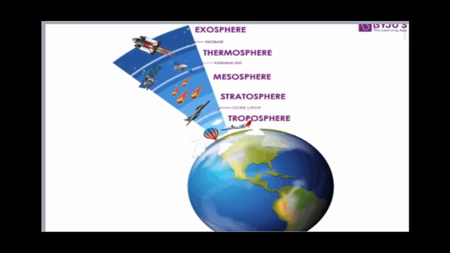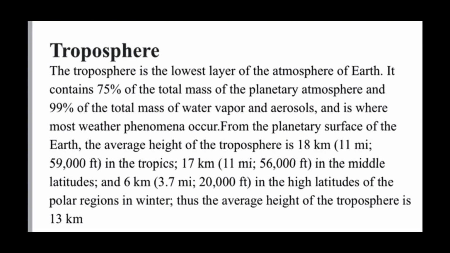But do you know that there are 5 layers in the atmosphere? The first layer is the troposphere. The troposphere is the lowest layer of the atmosphere of the Earth. It contains 75% of the total mass of the planetary atmosphere and 99% of the total mass of the water vapor and aerosols, and is where most of the weather phenomena occur.